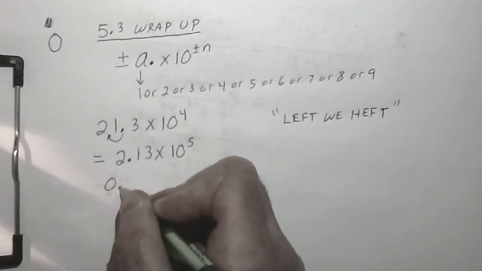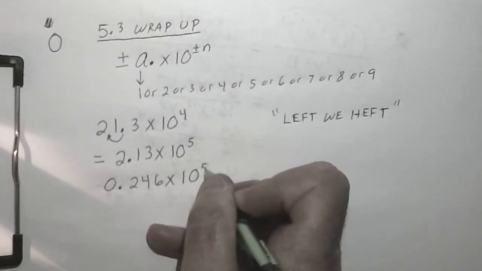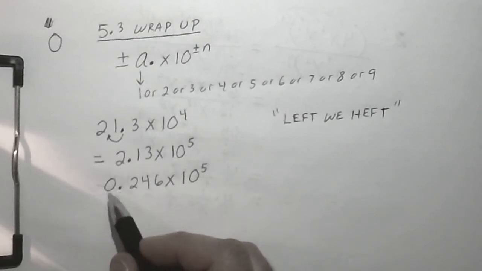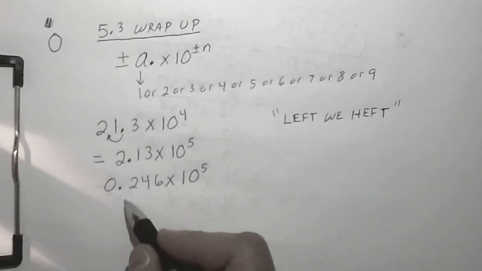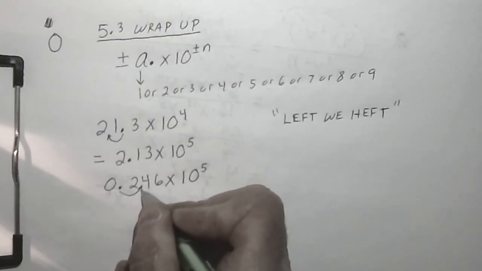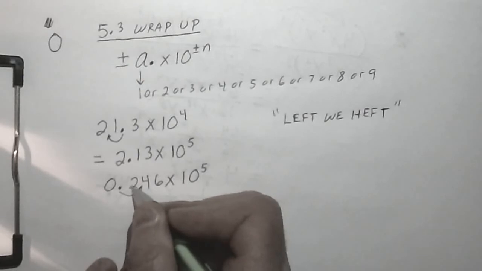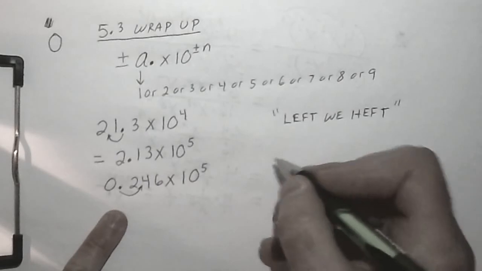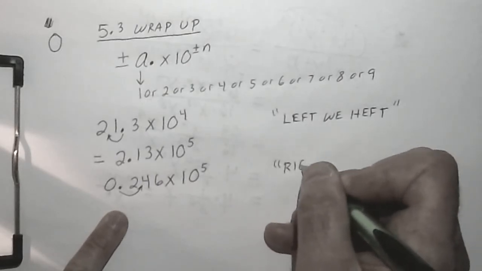If I have the number 0.246 times 10 to the 5th power, notice this number is not in scientific notation format, because to the left of the decimal point is 0, and 0 is not one of these digits in this list above here. To put this into scientific notation form, we're going to have to shift our decimal point, in this case, one place to the right, and put it between the 2 and the 4. So that to the left of the decimal point will be 2, which is one of the digits in this list above here.